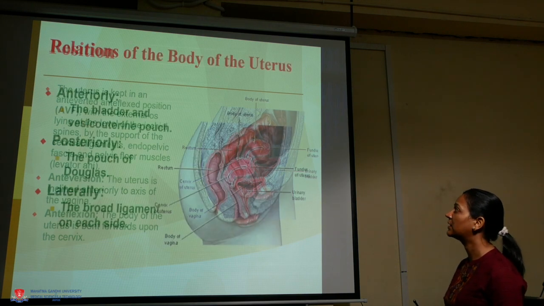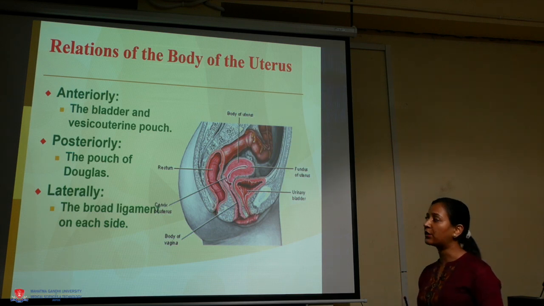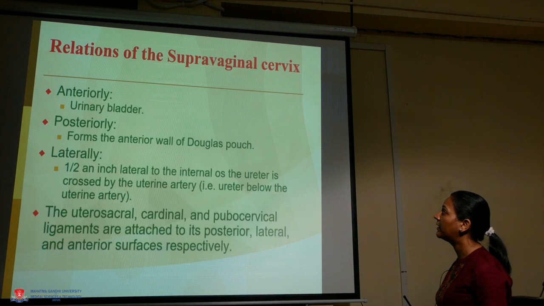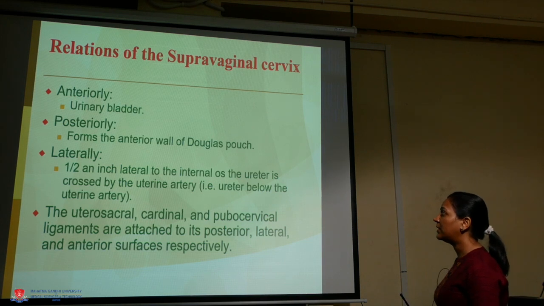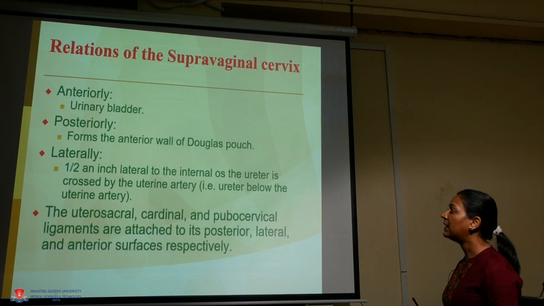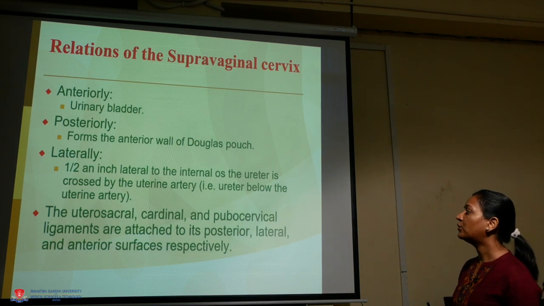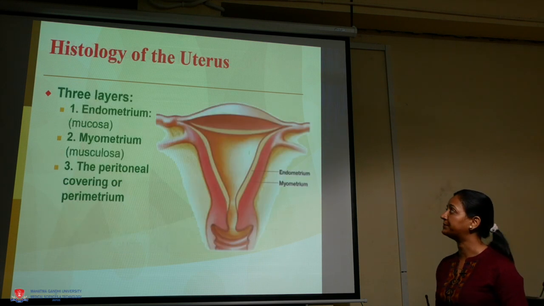Now the relations of the uterus: anteriorly it is bound by the bladder and the vesicouterine pouch, posteriorly by the POD and laterally by the broad ligament on each side. Relations of the supravaginal cervix: anteriorly by the urinary bladder again, posteriorly by the anterior wall of the pouch of Douglas. Laterally, half an inch lateral to the internal os, the ureter is crossed by the uterine artery, that is the ureter lies below the uterine artery. The uterosacral, cardinal and pubocervical ligaments are attached to its posterior, lateral and anterior surfaces respectively.